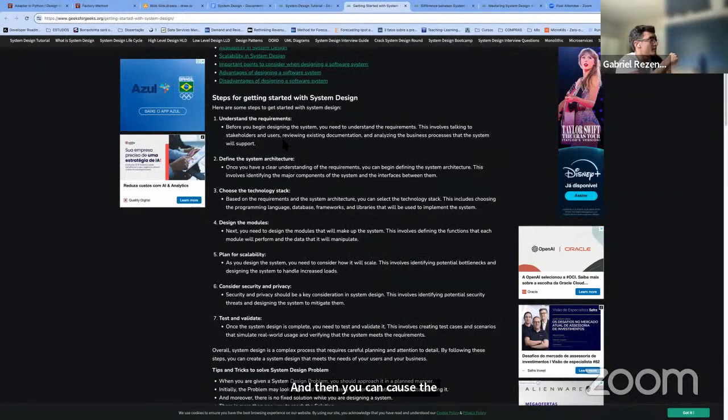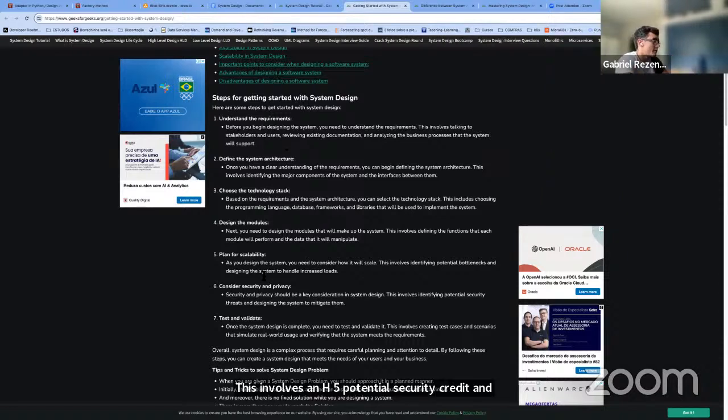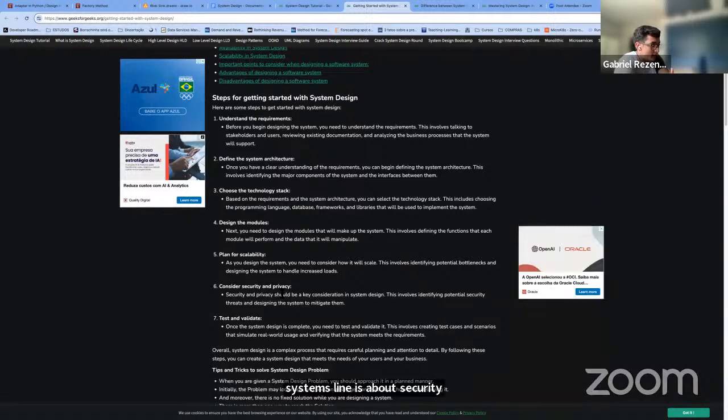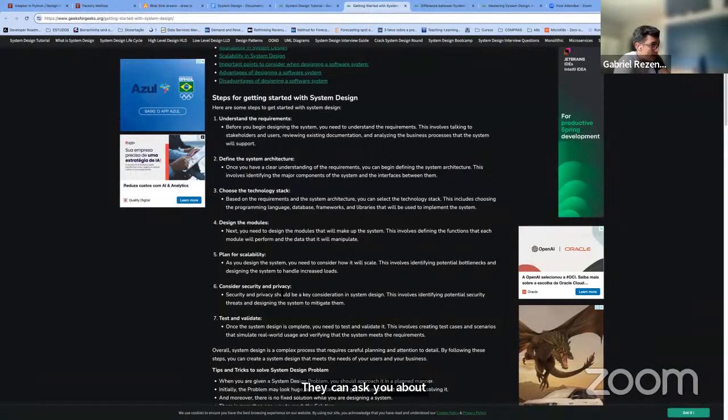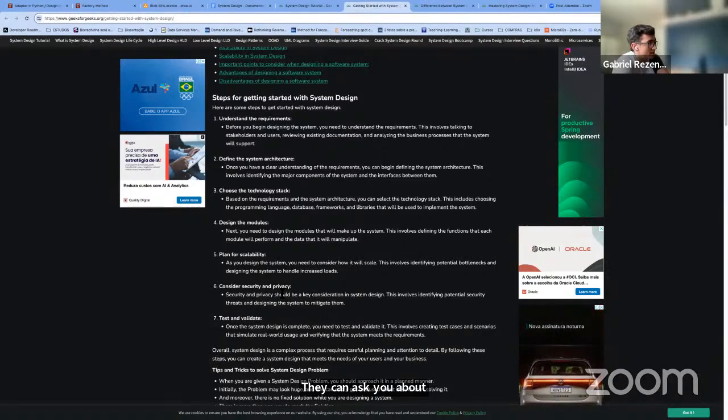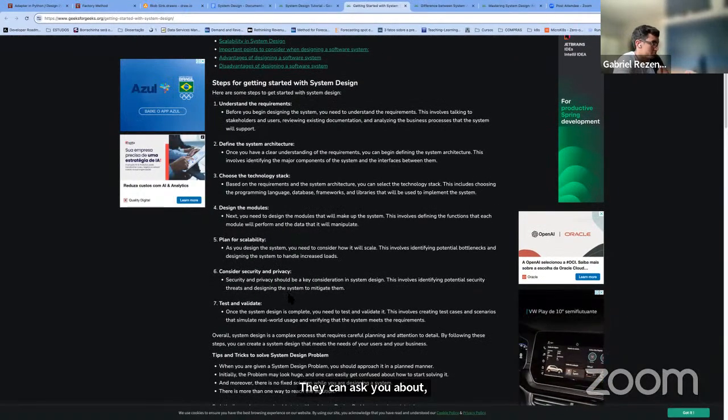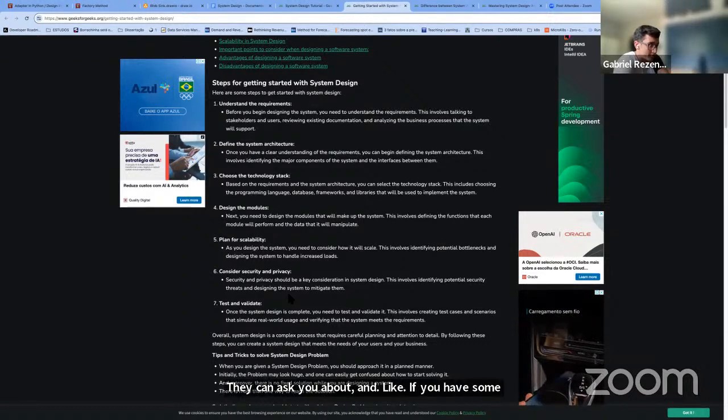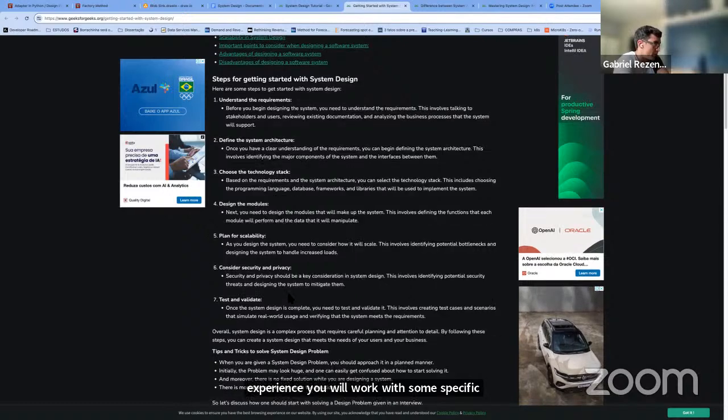And then you can consider security and privacy. So security and privacy should be a key consideration in system design. This involves identifying potential security threats and design the system to mitigate them. This is another key point of system design, about security and privacy, and then they can ask you about authentication methods, and if you have some experience working with some specific method, and so on.